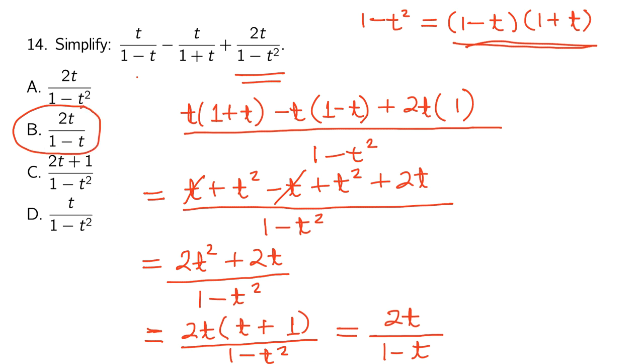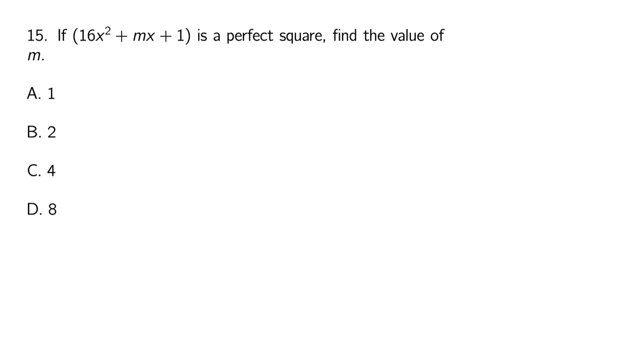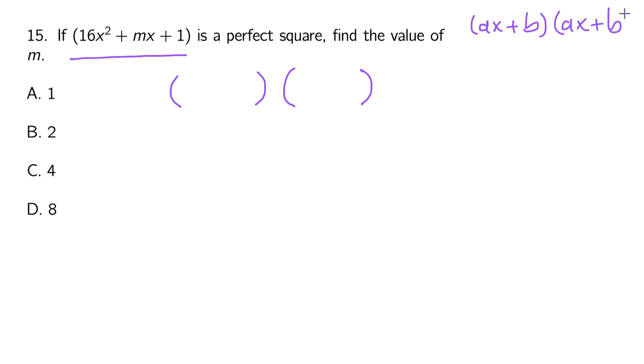The next question is question 15. It says, if 16x squared plus mx plus 1 is a perfect square, find the value of m. Now this is a quadratic, and a perfect square means that you have binomials multiplying each other. For instance, if it's ax plus b, then you have ax plus b times ax plus b. So you are looking for something that will go here and the same thing goes here.